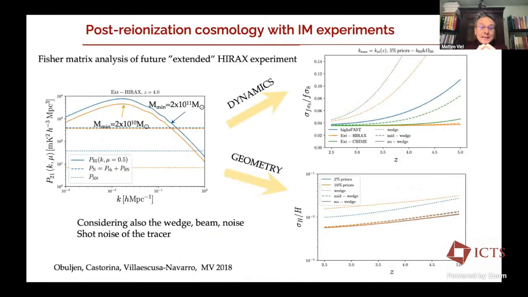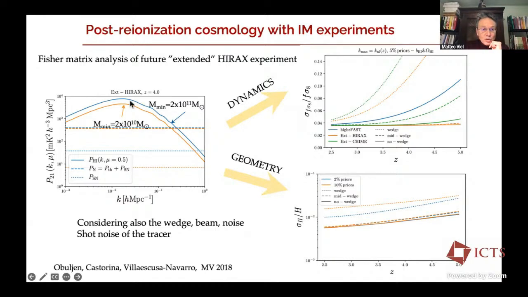And so we were so excited back then, a few years ago, that we also started to scale up experiments like HIRAX, right? As we said, we call an experiment extended HIRAX with more antennas. The specifications are in this paper here. And we also mocked the 21 centimeter power spectrum. We were considering also the fact that there is a wedge. We were working in an interferometric way. We had the beam, the noise, the shot noise of the tracer. We were looking at things in redshift space, of course.